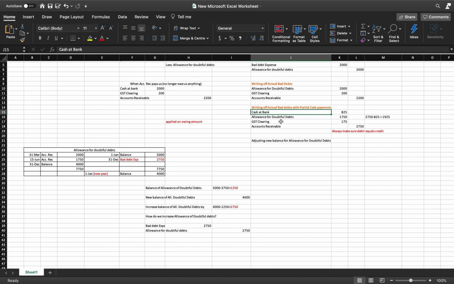Now there are two notions that you have to remember. One is for GST clearing, we only apply it on the owing amount. So in here, they only owe us 1750 left, and we charge the GST on that. Do not charge the GST on the whole amount of accounts receivable. And second notion is you have to always make sure that the debit equals credit, because sometimes you might make mistakes and the total of debit side might be greater than the credit or the accounts receivable balance. Okay, so that is that.